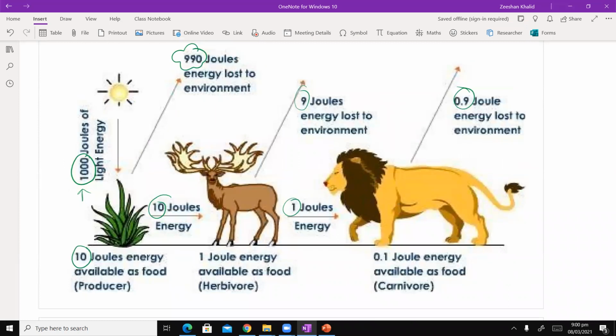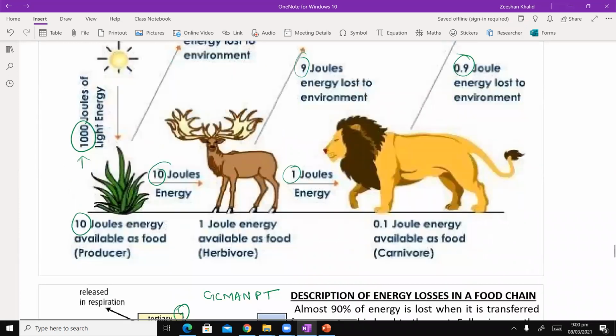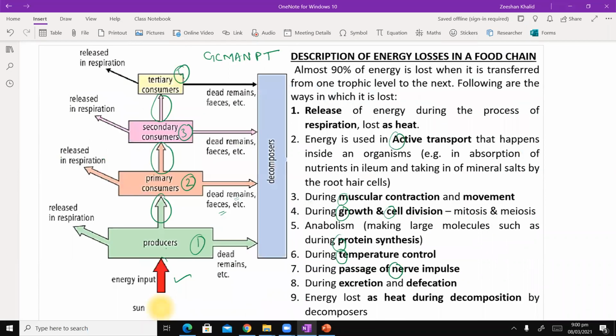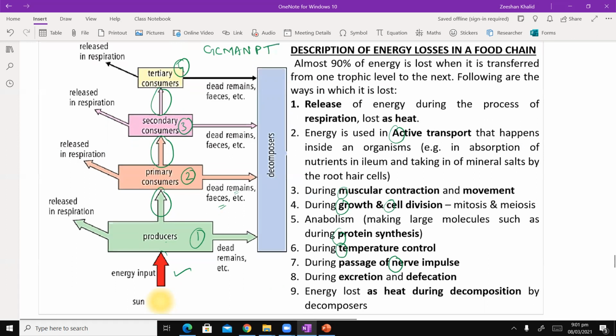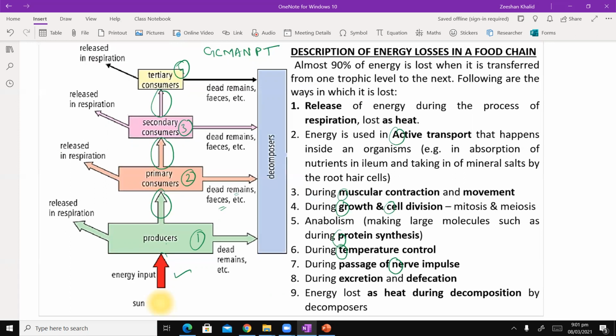90% is lost, right? So in the following slide, I'm just trying to justify where does that 90% go? It goes in active transport, in muscular contraction, in growth, in protein synthesis, in the fecal matter, and when they die, and when energy is produced in respiration, and so on and so forth. So this is explanation of where it is lost. Okay, you understand? Girls, is everybody clear on this?